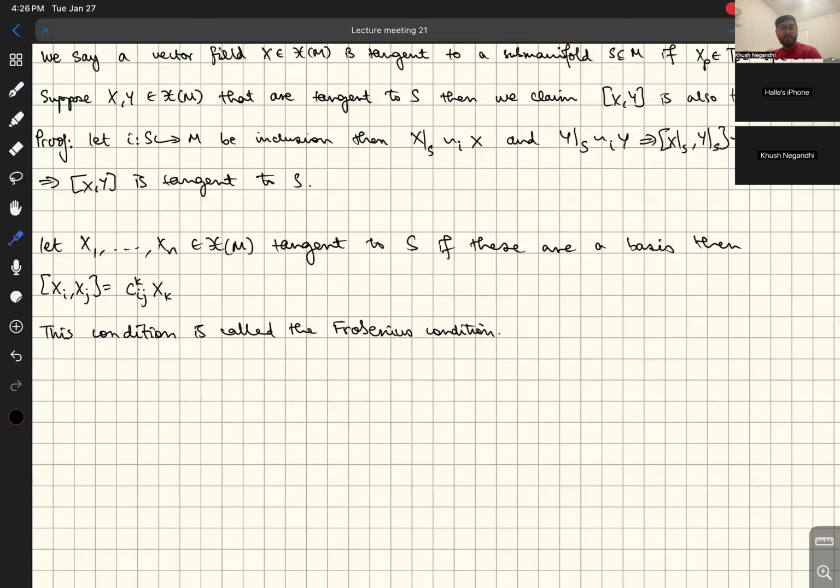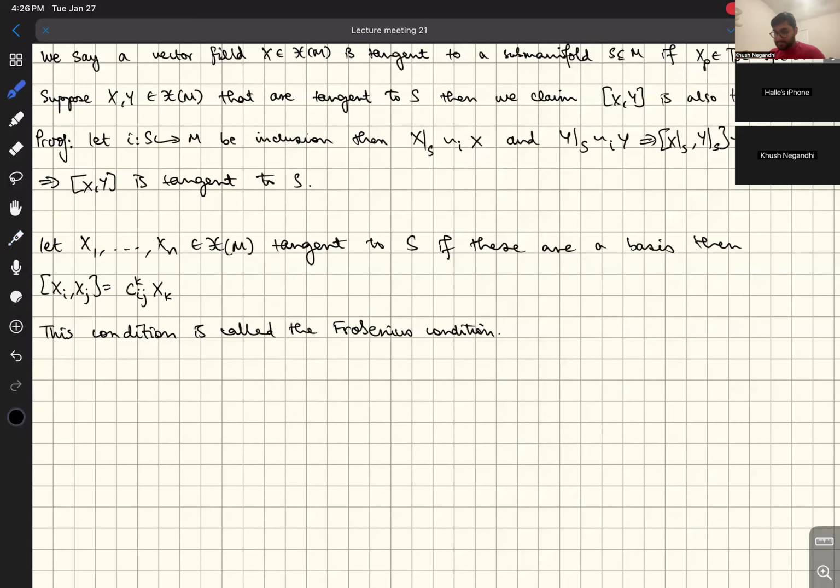Let me tell you a little bit more on the Frobenius condition. What I mean is that if you have a collection of arbitrary vector fields, they don't have to be tangent to S. But if you have an arbitrary collection of vector fields that are linearly independent at each point, and their Lie brackets remain within themselves, so if I take the Lie bracket of two of the things in this collection, it remains a linear combination of vector fields from my collection, then those vector fields are said to satisfy the Frobenius condition. Okay.